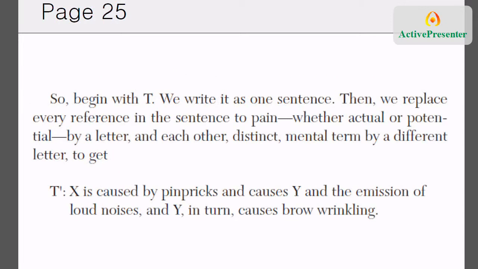Our next step is to fix the way that we write the theory so that it's not circular. That is, so that we're not exactly defining pain in terms of worry and worry in terms of pain. So we replace every reference in the sentence to pain, whether actual or potential, by a letter, and each other distinct mental term by a different letter. So we get X is caused by pinpricks and causes Y, and the emission of loud noises, and Y in turn causes brow wrinkling.